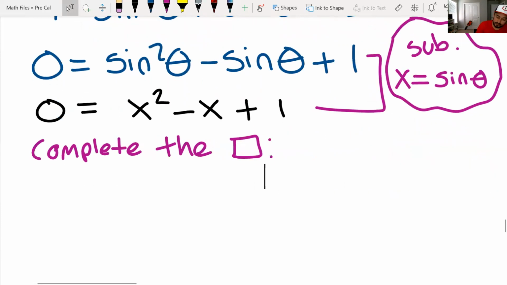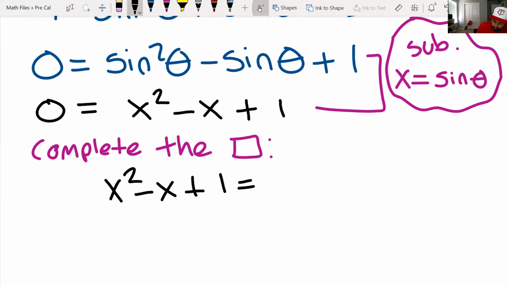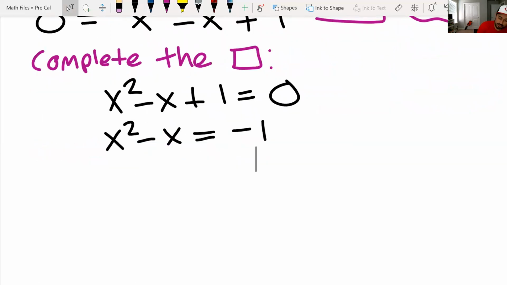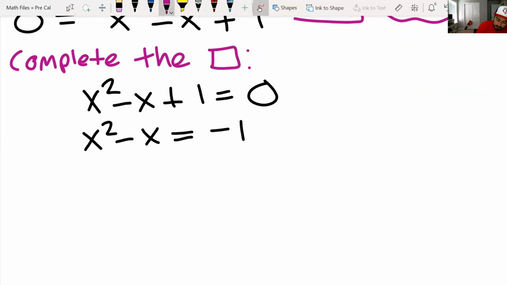Okay, well, with that being said, let me go ahead and rewrite this as x squared minus x plus 1 equal to 0. This is already in the perfect form to complete the square, which means I move the 1 over. X squared minus x equals negative 1. And then I am ready to complete the square, which means I will take half of the middle term's coefficient, right? Half of the middle term's coefficient.